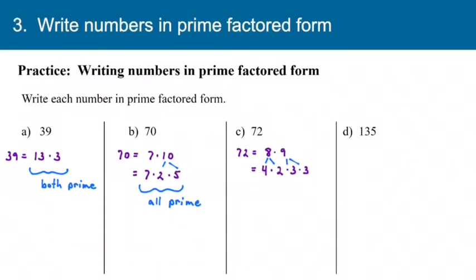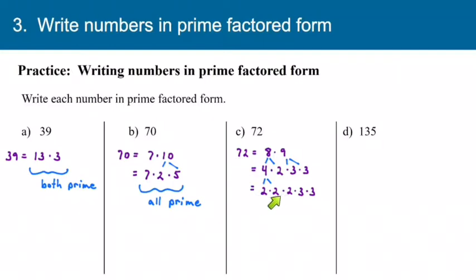4 can be written as 2 times 2, and then we also need to keep these other prime factors that we already found. So 2 times 2 times 2 times 3 times 3. So here's our final list. And let's just multiply these numbers back together mentally and make sure that we get 72.